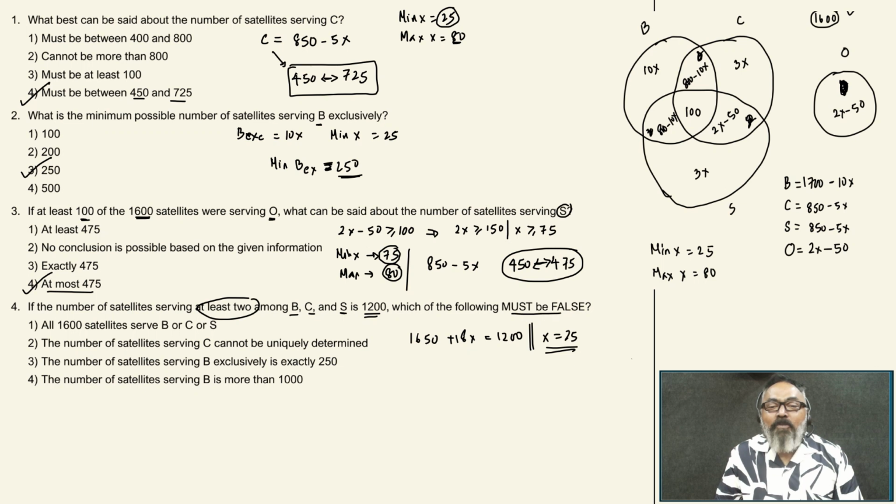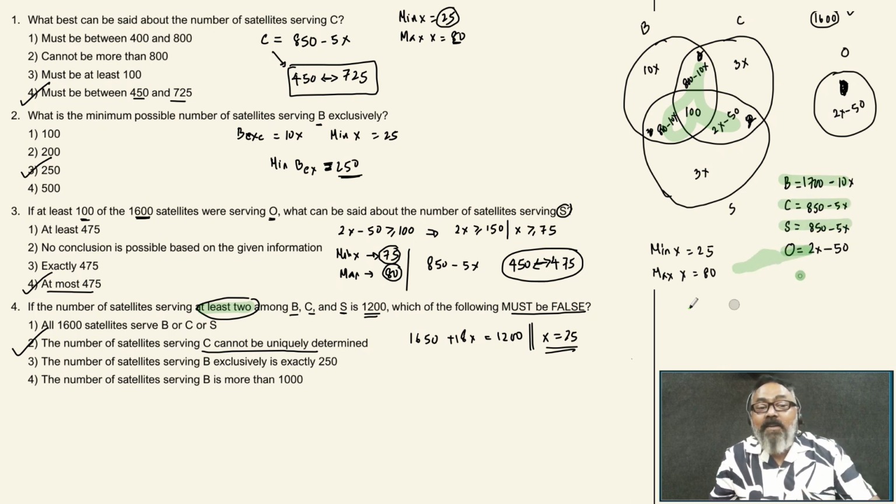Which of the following must be false? If x equals 25, we'll get every single value. The number of satellites serving C cannot be uniquely determined. I can obviously determine it. Actually, I don't even have to solve this question. You can answer like this: if the number of satellites serving at least two is 1200, we'll get a unique value of x. With a unique value of x, we'll get the value of b, c, s and o. To say that it cannot be uniquely determined will be a wrong answer choice. We can check the rest, and we got this.